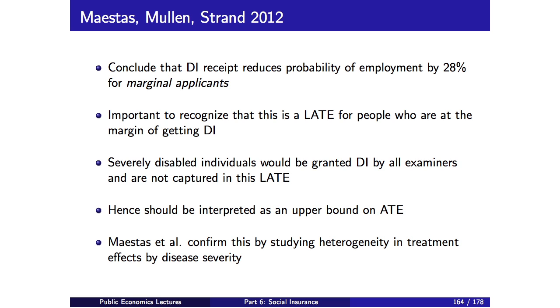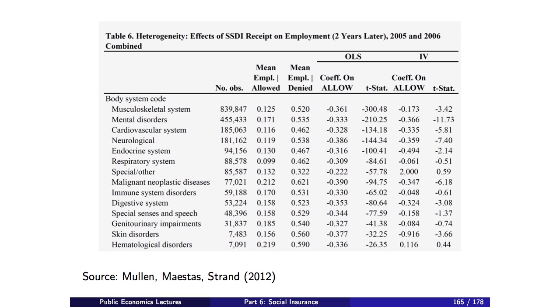And so that local average treatment effect that you're estimating should, they point out, I think quite correctly, be interpreted as an upper bound on the average treatment effect. That is, if we really care about how much DI reduced labor force participation rates for the average person who is claiming the program, these 10 million people, how much would they have worked if we did not have the program? It would probably be much less than 28%, right?